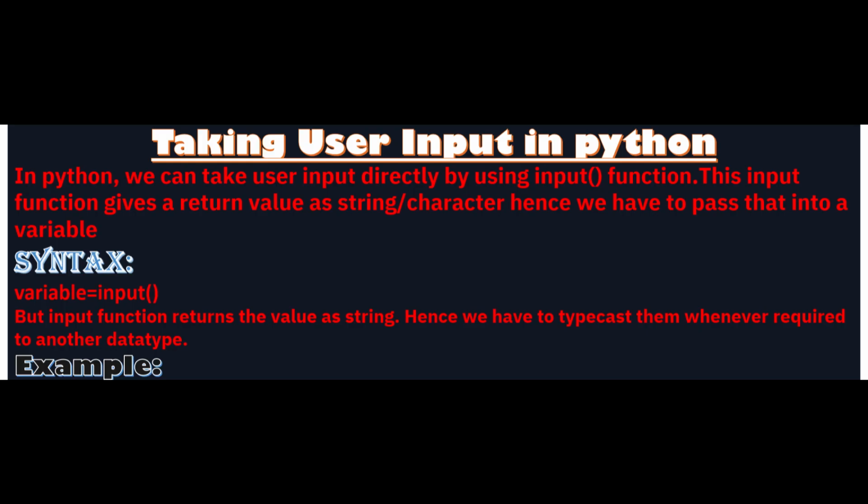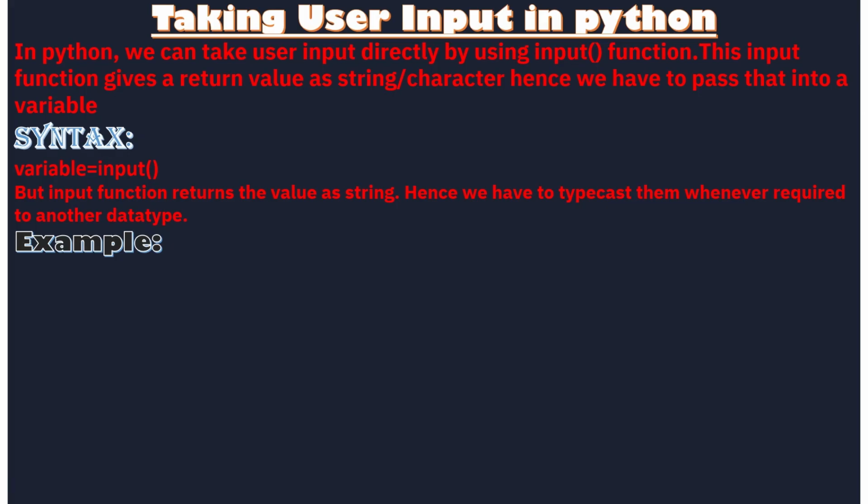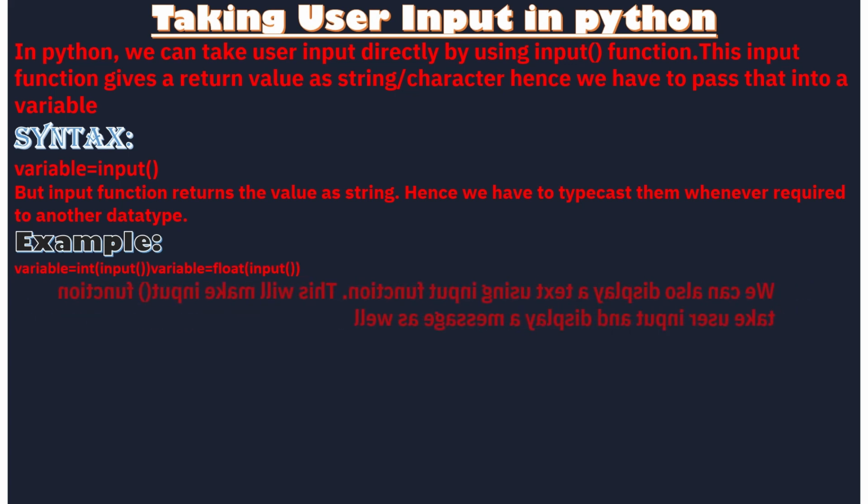But the input function returns the value as a string. Hence, we have to typecast them whenever required to another data type. Example: variable = int(input()), variable = float(input()).